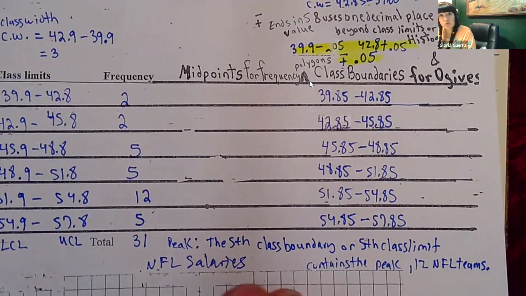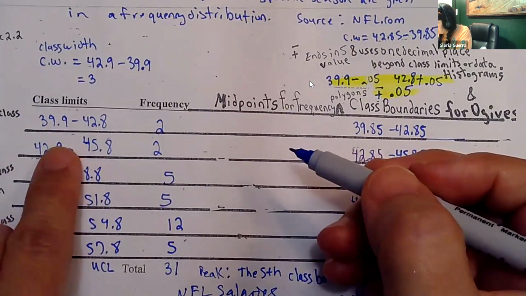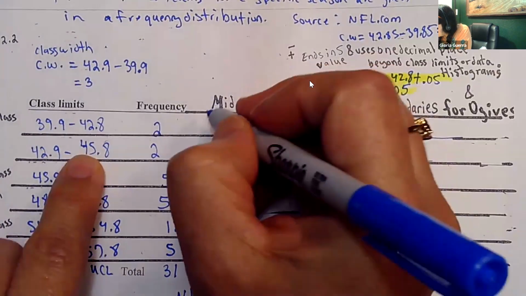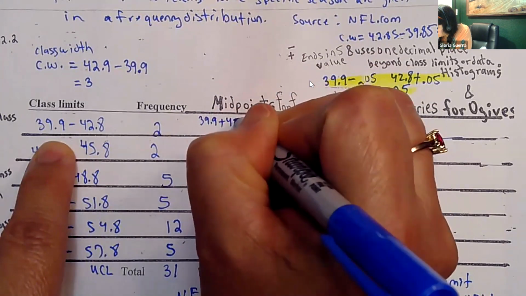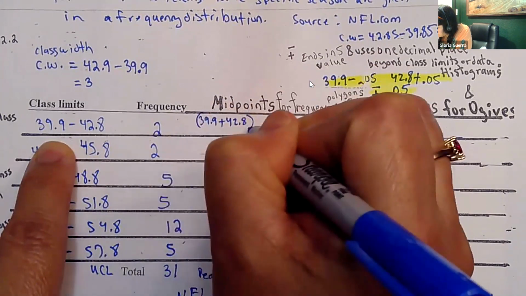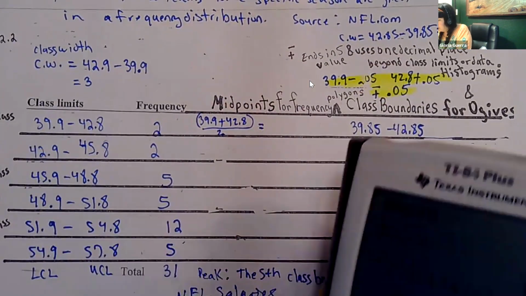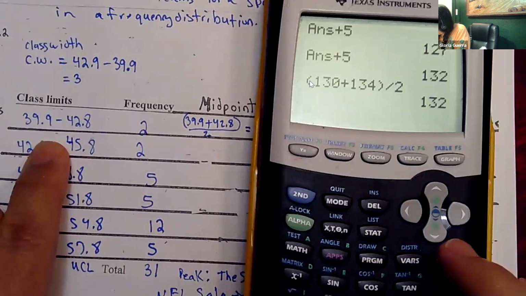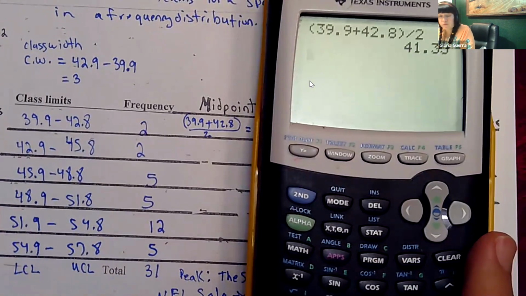So when I go to my data here, my midpoints, remember on the test you only have to show the work for the first one. So on my midpoint, I'm going to say this is (39.9 plus 42.8), in parentheses, divided by 2. That's required for the first one. So you take your lower class limit, 39.9, plus the upper class limit 42.8, close parentheses, divided by 2, and that gives you 41.35.